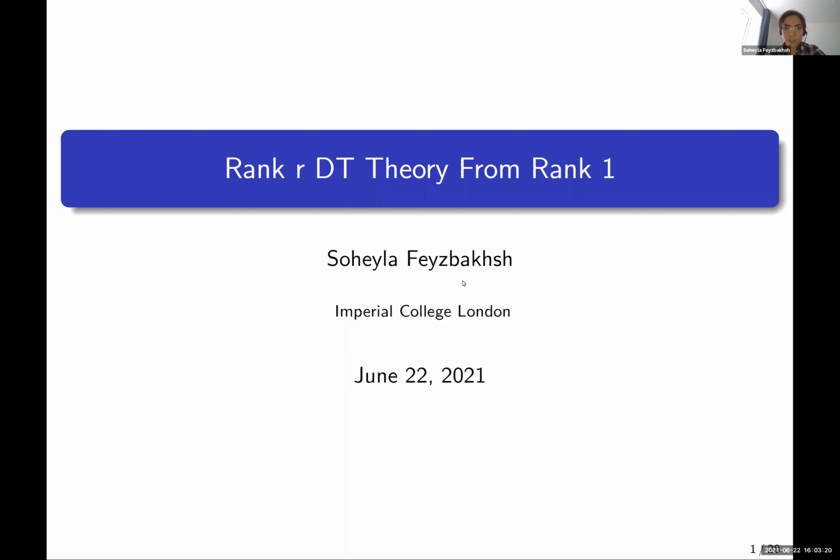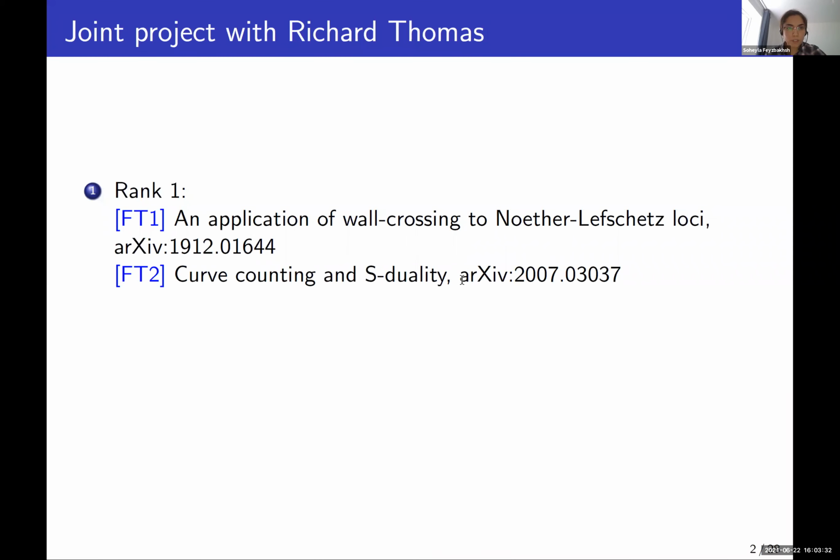When I started my job at Imperial around 3 years ago, Richard Thomas suggested that we think about this problem via Bridgeland stability conditions and wall crossing techniques. But after a short time, we noticed that via our technique, we should first go from any higher rank to rank zero DT invariants. So we first start with the rank one case and try to understand rank one DT theory in terms of rank zero DT invariants. Surprisingly, it has a very nice application to Noether-Lefschetz loci. We could also write all of this rank one DT theory, which means counting of curves and points, in terms of rank zero DT invariants, which is subject to the famous S-duality conjecture in physics.